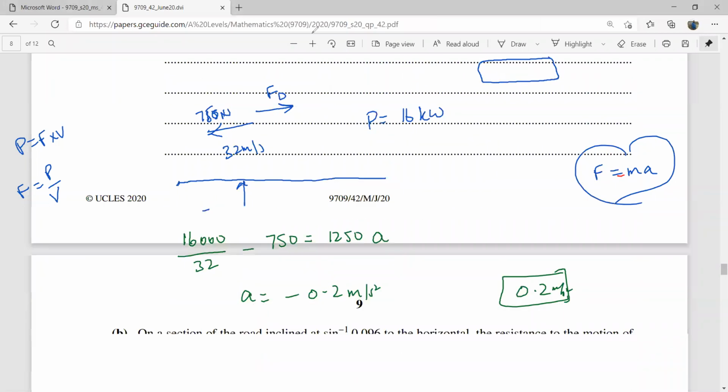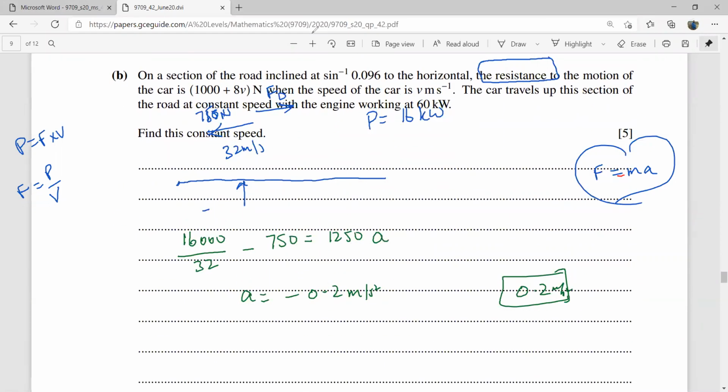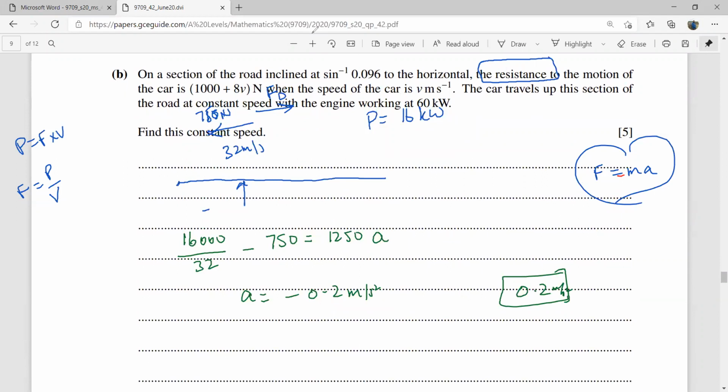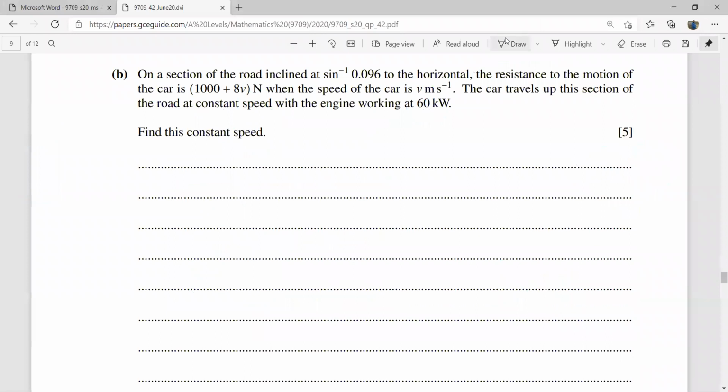Okay, then we go on to the B part. It says on a section of the road inclined, I need to clear all this. Okay. On a section of the road inclined at sine inverse of 0.096. Now, this is really a cunning step taken by the examiner. He is going to confuse you by this, okay?